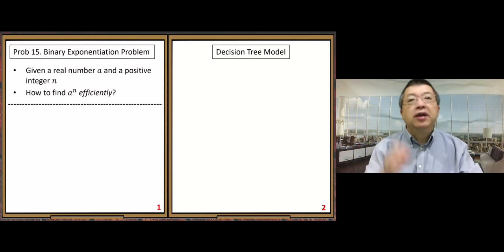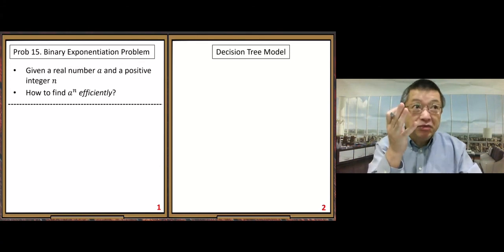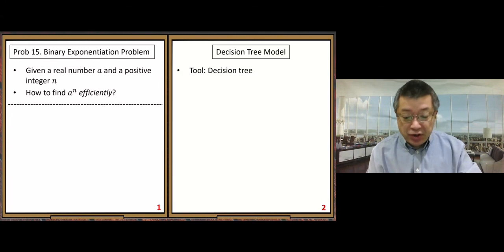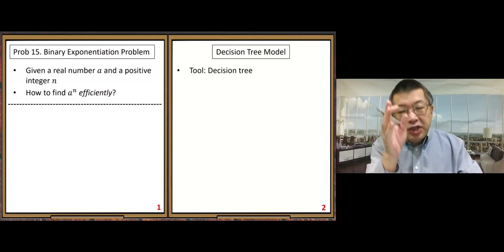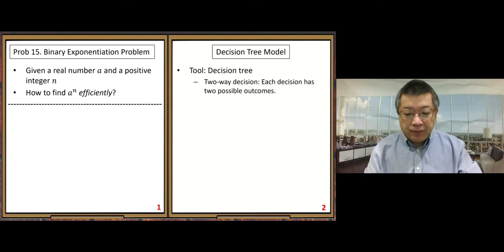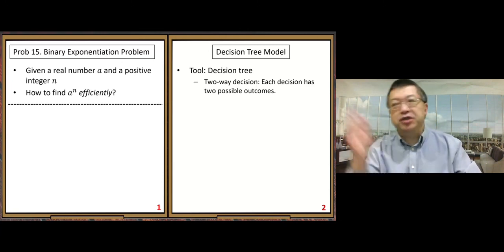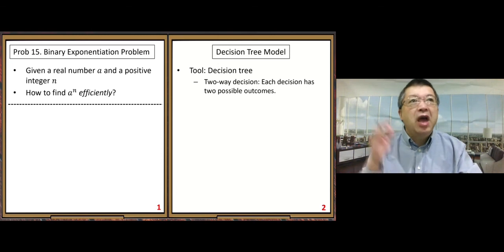So what is the decision tree model? Now, it is very simple. It is related to decisions. We need to make many decisions. So for this decision tree, typically we use it for two-way decisions. Many decisions have k-way decisions, right?